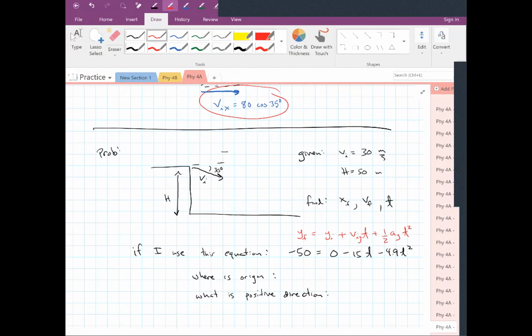So right off the bat, this minus sign here is telling me that up is positive, down is negative. So my positive direction is up. And where's the origin? At the top of the cliff, because it started out at y equals 0 and it ended up at negative 50.